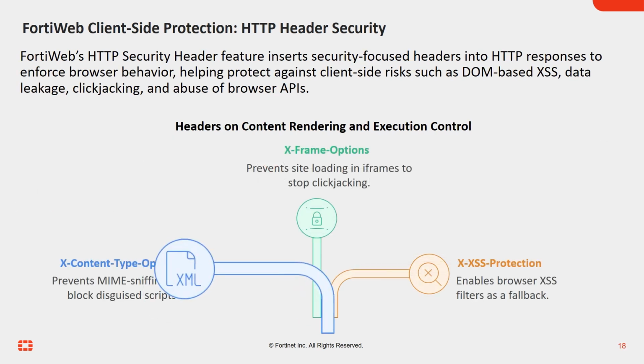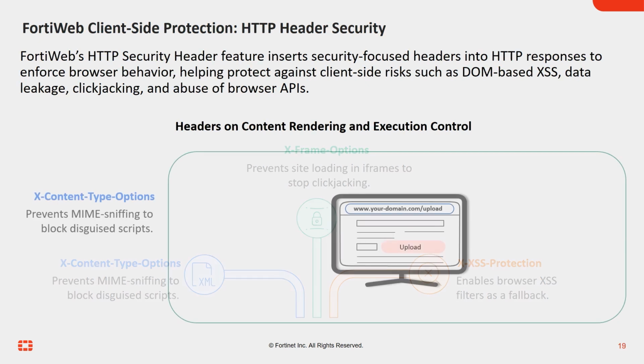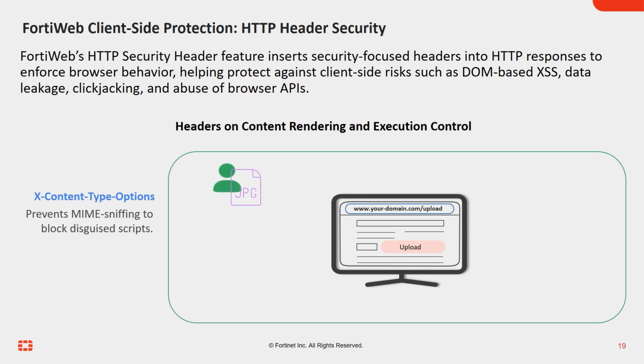Now let's look at the X-Content-Type-Options header. It prevents MIME sniffing to block disguised scripts. For example, you run a content sharing platform. Users can upload and download files: PDFs, images, spreadsheets, etc. You face the risk of a malicious file being interpreted as something it's not, especially JavaScript. Let's say a malicious user uploads a file with a PDF extension, while the file actually contains JavaScript code.